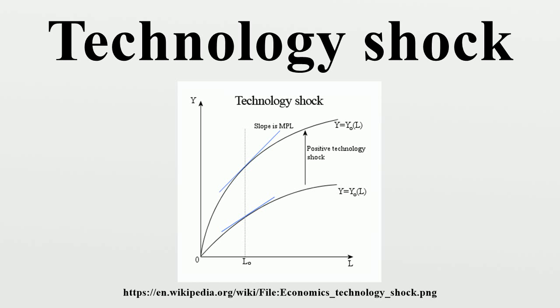Positive technology shock. The Industrial Revolution is an example of a positive technology shock. The Industrial Revolution occurred between the 18th and the 19th centuries, where major changes in agriculture, manufacturing, mining, transport, and technology occurred. What this did to the economy at the time was notable.